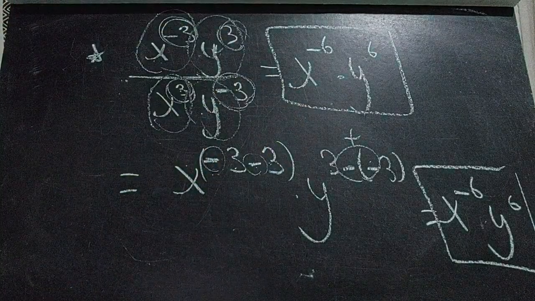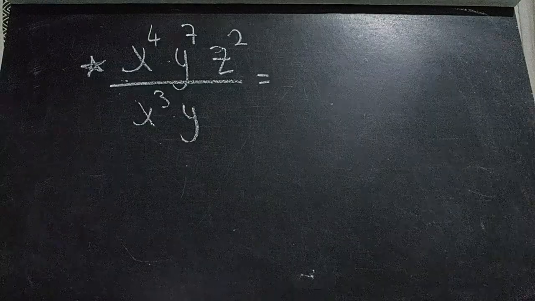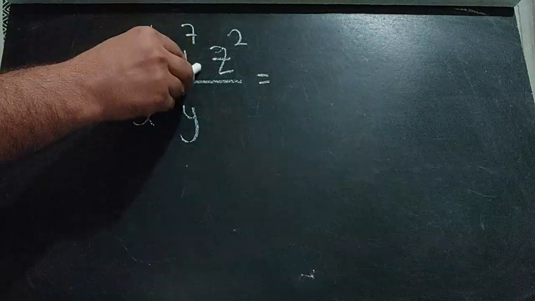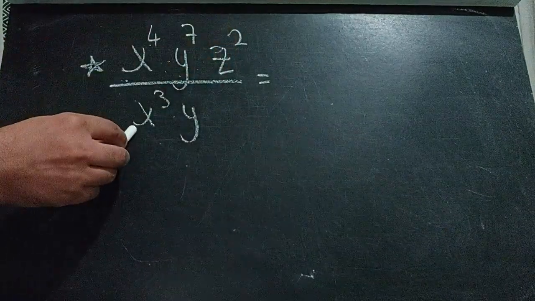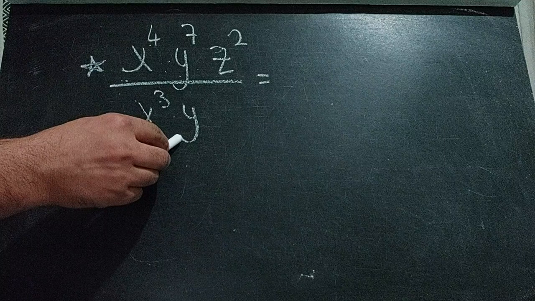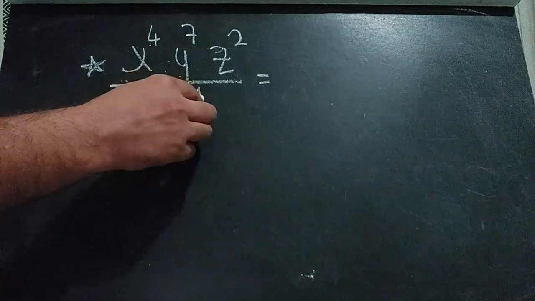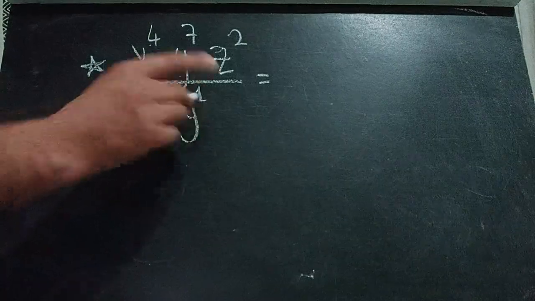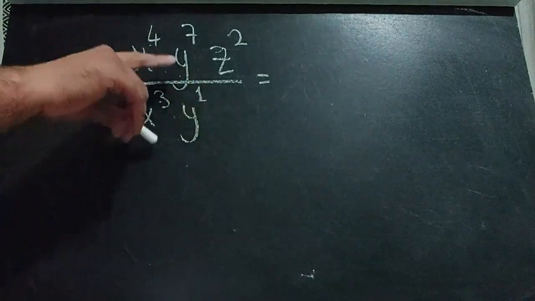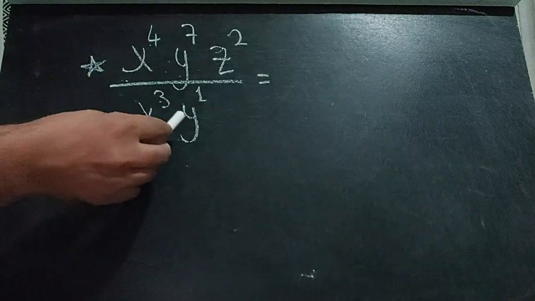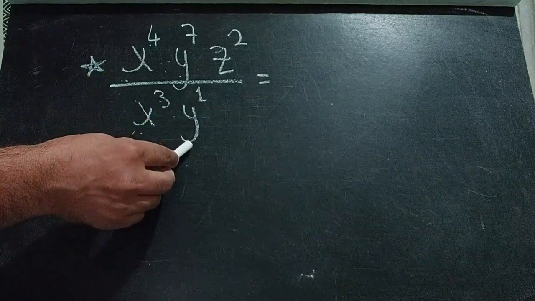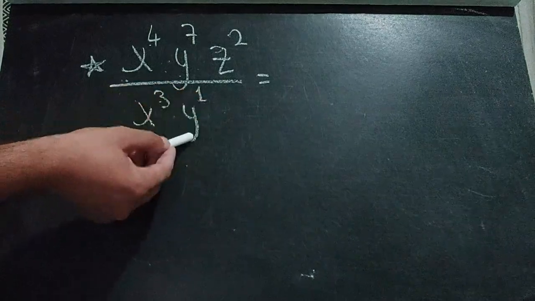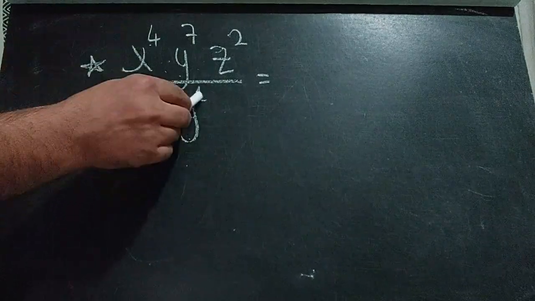Alright, now let's pass to our next question. So my question is x power 4 times y power 7 times z power 2 over x power 3 times y. There is no power, that means 1. Please don't say 0. Students are confused by that one too. They say 0. No, it is 1. When there is no power, it is 1. Because see, a number to the power 1 is itself. See, y power 1 is going to be y.